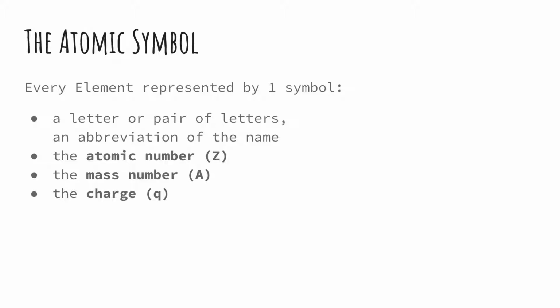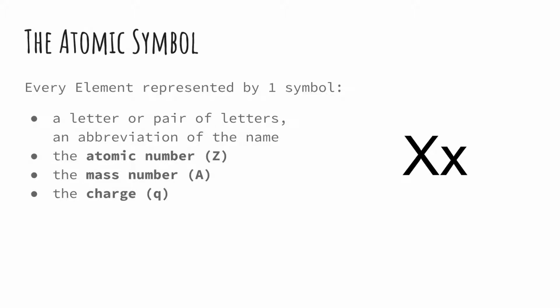They always have a letter or a pair of letters. That's an abbreviation of the name. For example, sodium, the 11th element, is Na. Iron is Fe. Oxygen is O. You'll have noticed that they don't always seem to match very well. Well, remember, English isn't the only language out there.